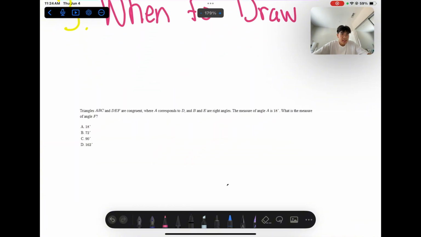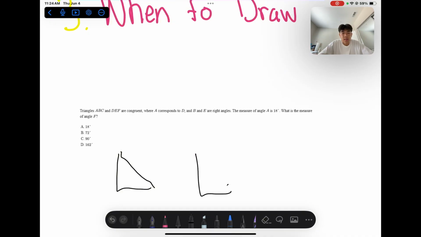First one: triangles ABC and DEF are congruent, where A corresponds to D, B corresponds to E. Oh wait, no, B and E are right triangles. The measure of angle A is 18. What's the measure of angle F? Okay, so we know that B and E are right angles. So B here, E here, right triangles, and A, C, D, F, because they correspond to each other.